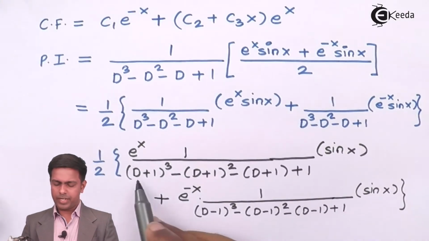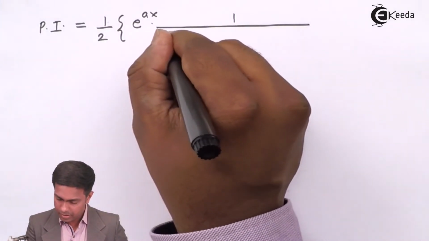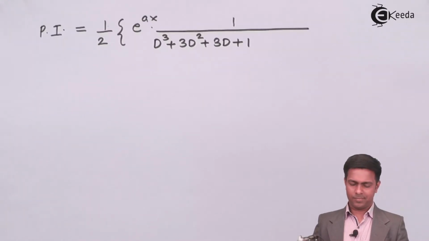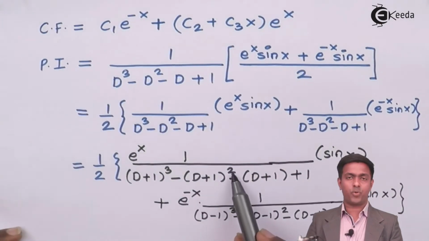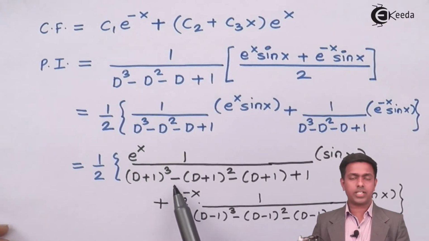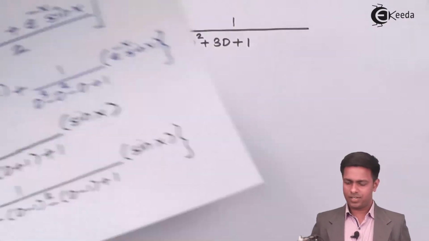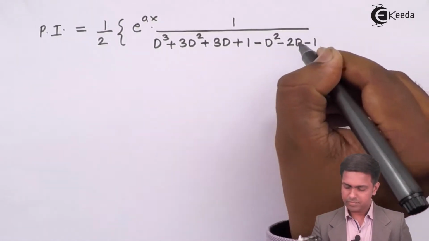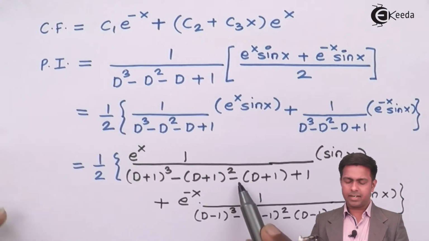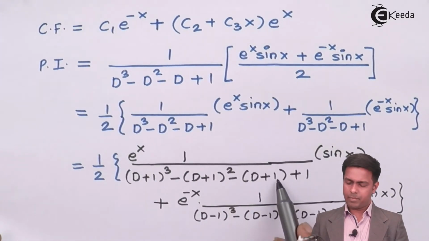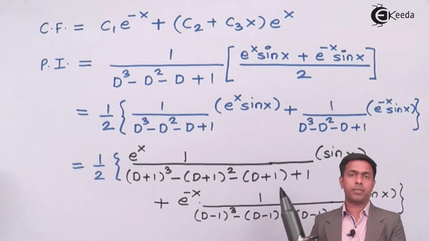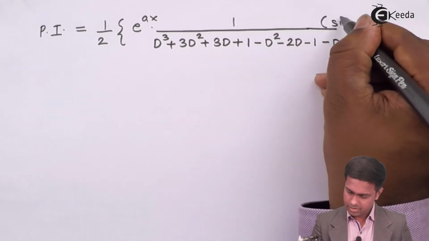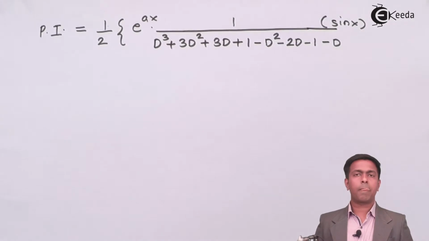So here d plus 1 the whole cube will be, then d plus 1 square, but since we have a negative sign outside, I will change the sign of all terms. So that will be, next, here we'll get negative d, negative 1, and that minus 1 will cancel with this positive 1. So here we'll get minus d into sine of x.